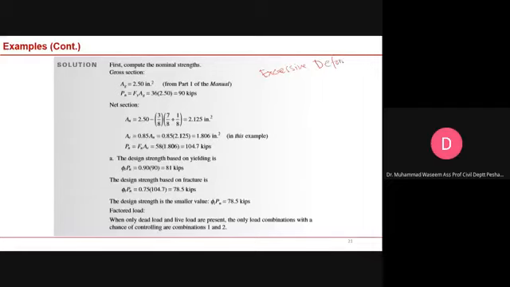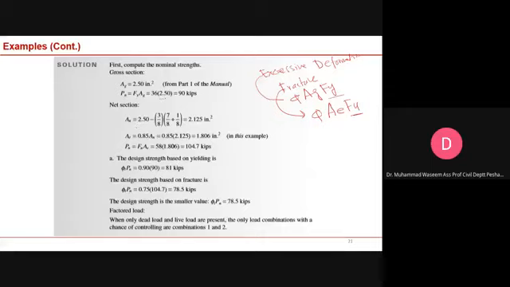Sorry, excessive deformation, and we have to evaluate the fracture. Okay, how we can do excessive deformation capacity, phi Ag Fy, and how we do that, phi Ae Fu. Fy and Fu are known.